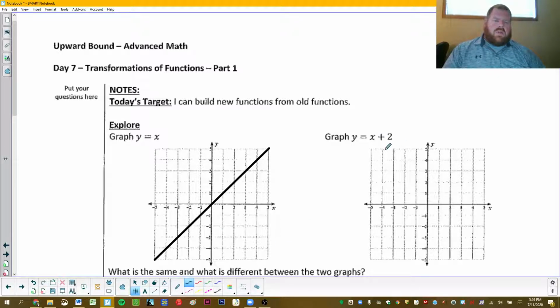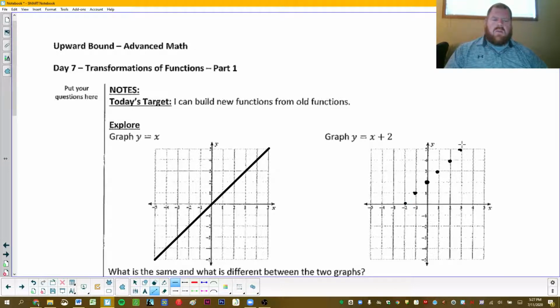For the next one, it says graph y equals x plus 2. And in Algebra 1 classes, we said, okay, that has a slope of 1 and a y-intercept of 2. So it goes up 1 and over 1 from 0, 2, and that pattern continues. It could also go backwards, down 1 and left 1, and so on and so forth.